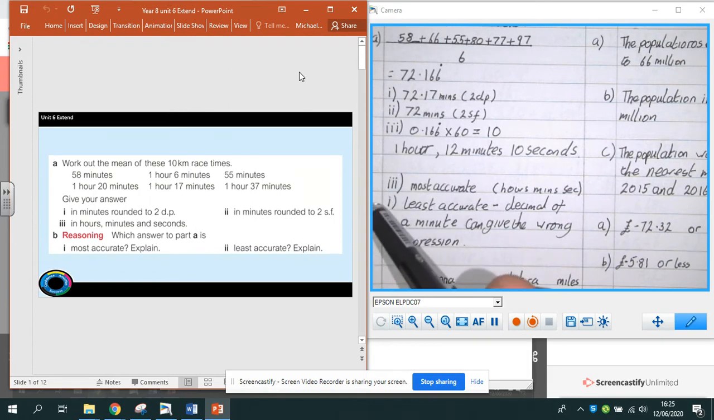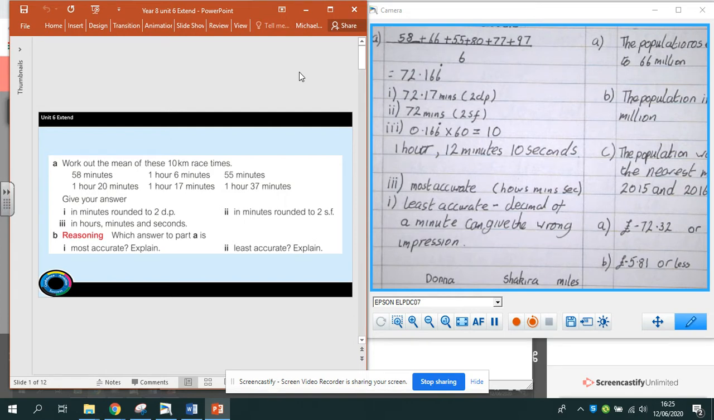And lastly, in hours, minutes and seconds, well the first bit is easy. I've got 72 minutes, that's 1 hour 12 minutes. But that leaves me 1.666666 recurring as a number to deal with. Now that represents a decimal fraction of a minute. So it's not that number of seconds, it's 0.166 recurring of a minute.